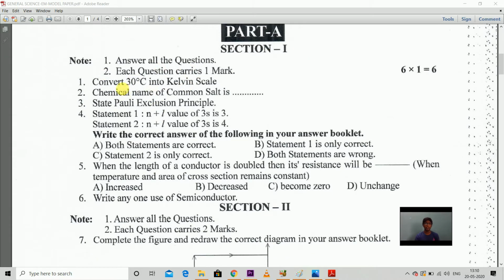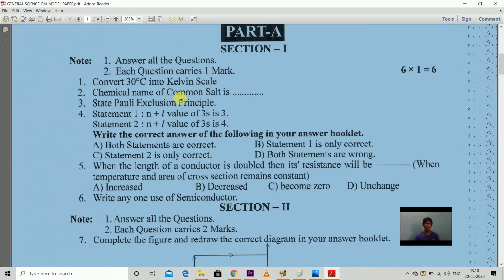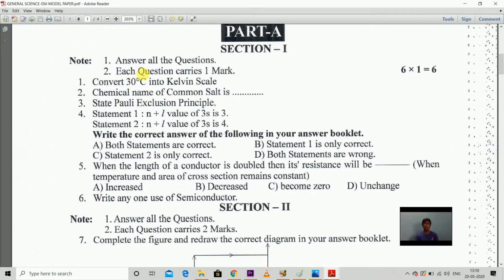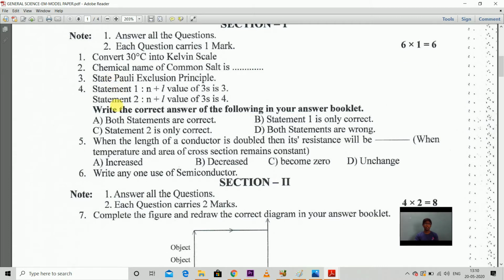The difference is, if you observe the first question in section 1, conversion type questions are given. This question was given in the previous exam paper also. So go through the previous year papers also. Some questions may get repeated, so go through the model papers. Here a conversion type question is given, the second one is a fill in the blank type question, and the third one is the definitions.